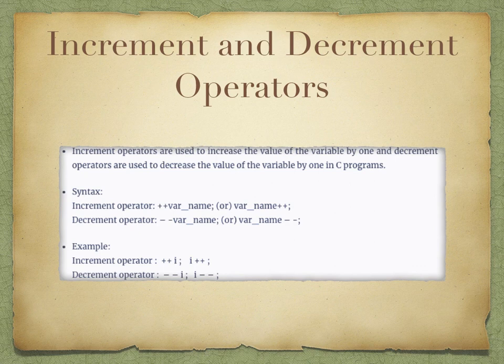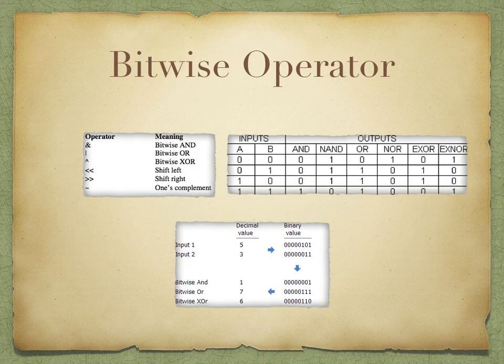If I write I plus plus, it will increment the value that you have in I by 1. The decrement operator is I minus minus, that is, if I use this operator, it will decrement the value that you have in the variable I by 1. So these are the increment and decrement operators.